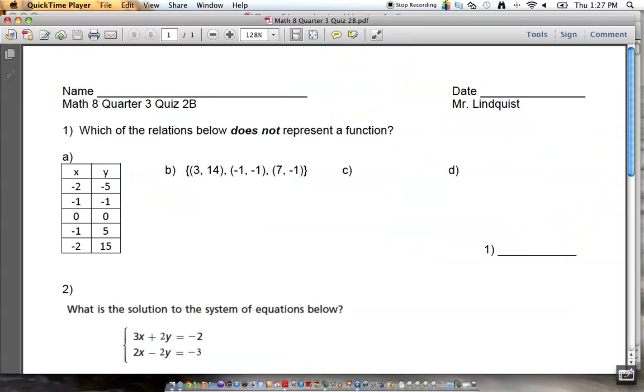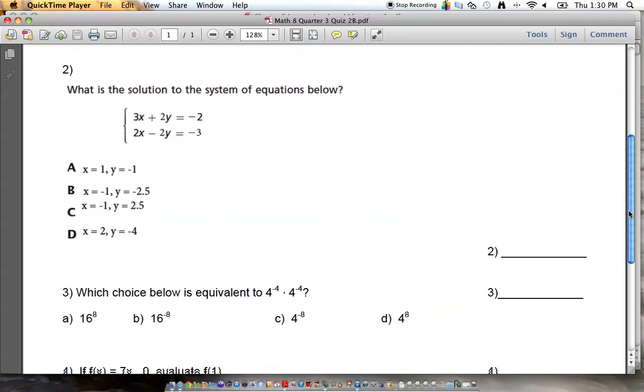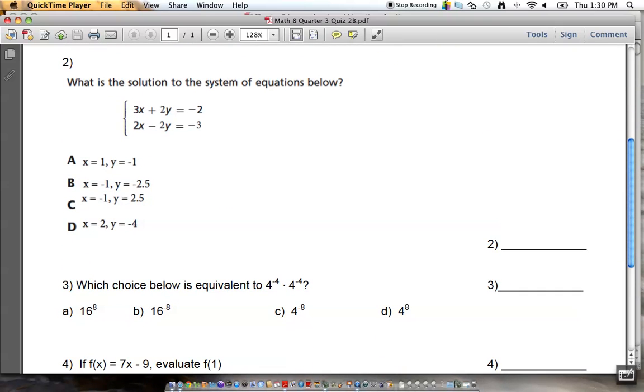Okay, next one up, and don't forget we have another quiz tomorrow, so it's not like this is your end-all grade. Tomorrow's another turn, and we're hoping for a lot of improvement.